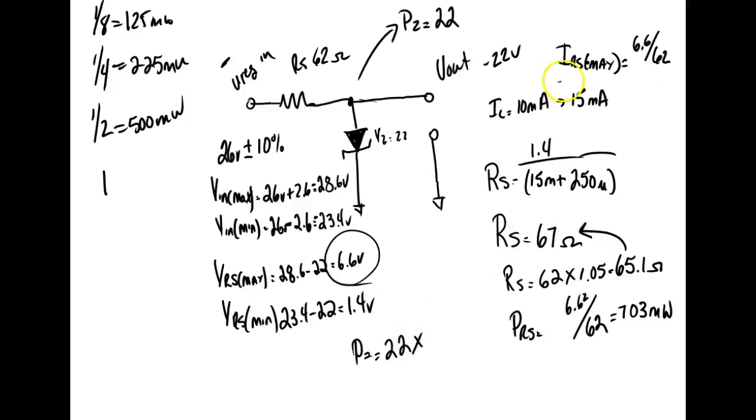Of course, what did we get up there? 6.6 divided by 62. Then we're going to subtract from that the minimum load current. So this power supply is never going to run unloaded. That means even on our maximum voltage, there's going to be load current out there. So what's our minimum load current? 10 milliamps.